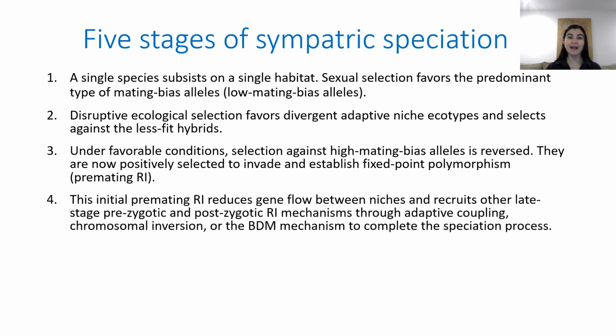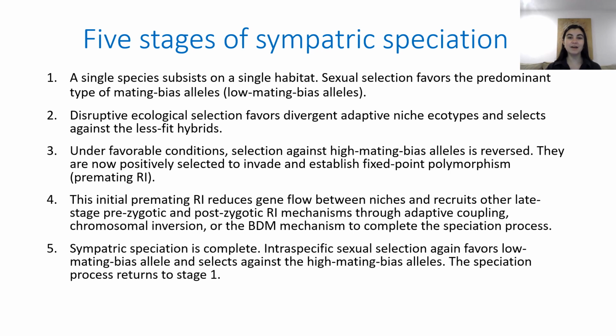In step 4, after the high mating bias alleles invade and establish fixed point polymorphism, this can then recruit other types of barrier mechanisms to come in and further increase the reproductive isolation. For example, the Bateson-Dobzhansky-Moeller mechanism of divergence tends to reduce gene flow only after there is a pre-established reduced gene flow between the two populations. In late-stage speciation, you have many types of barrier mechanisms that couple together to complete the speciation process, making it irreversible.